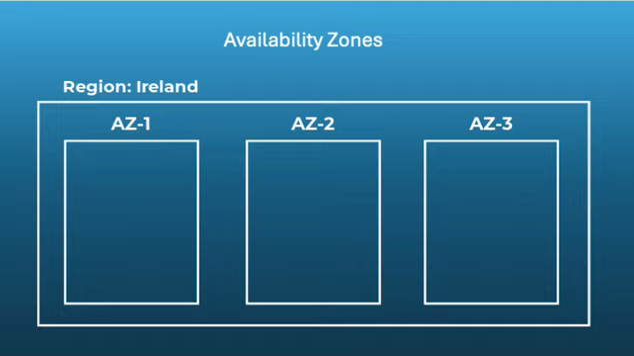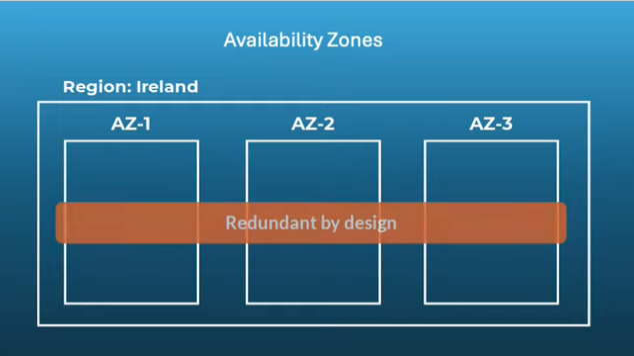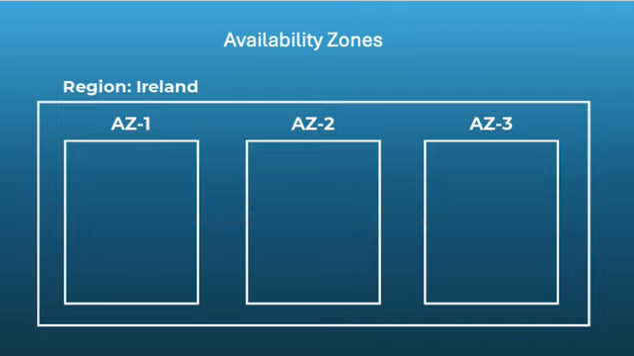Now, this separation is intentional, so a flood, a fire, a power outage in a single AZ will not impact another AZ. Despite being miles apart, the availability zones in a region are connected by high-speed, low-latency fiber networks. This means that data and applications can synchronize or communicate between the different AZs almost instantly.